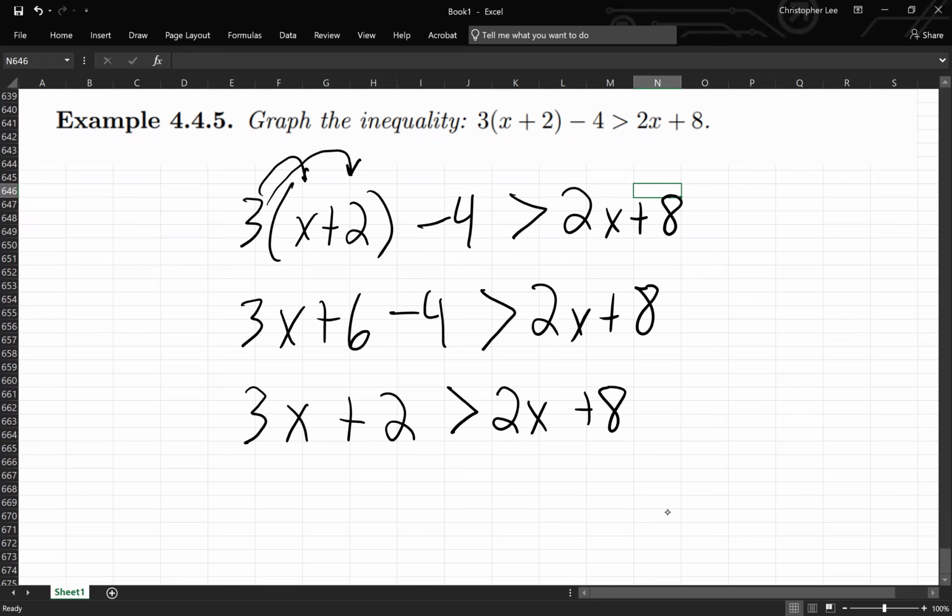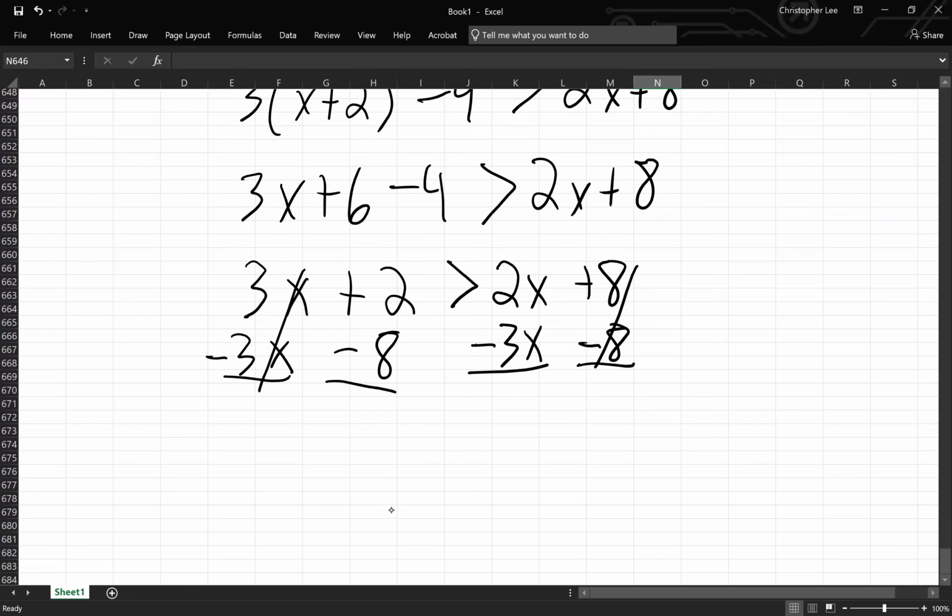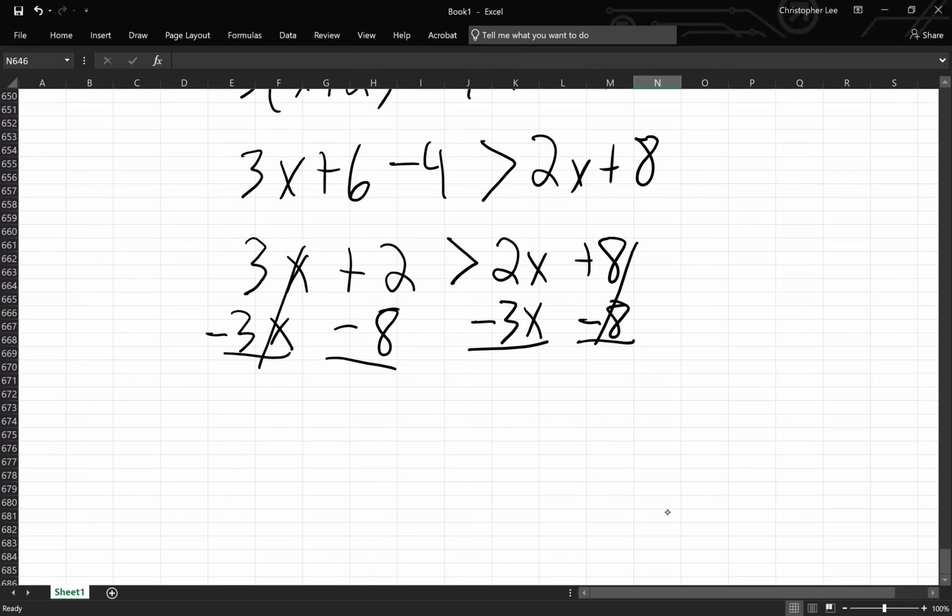So now, let's say that I subtract 3x from over here. What I do to one side of the inequality, I have to do to the other side of the inequality. Let's say I subtract 8 from over here. What I do to one side of the inequality, I have to do to the other side, right? So now 2 minus 8 is what?